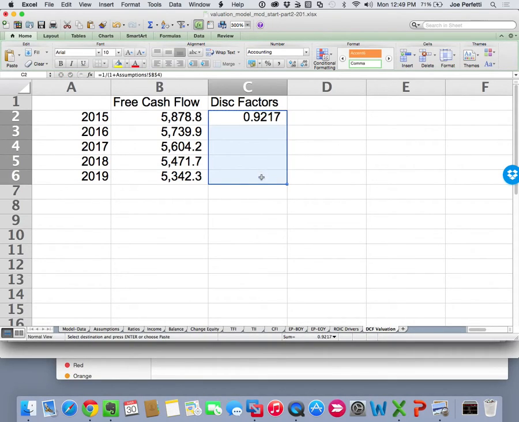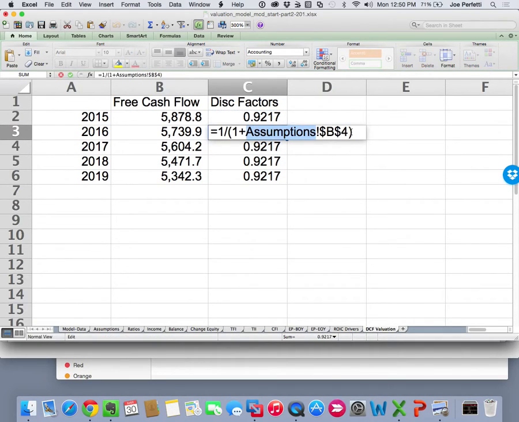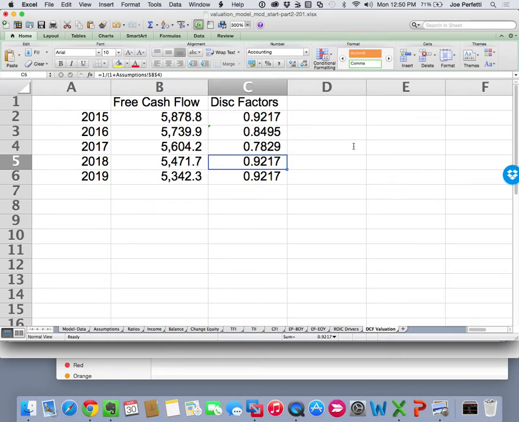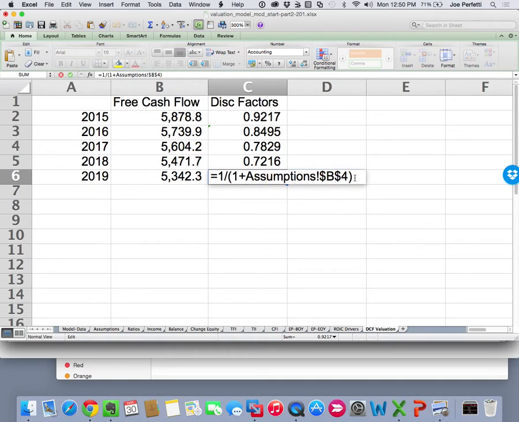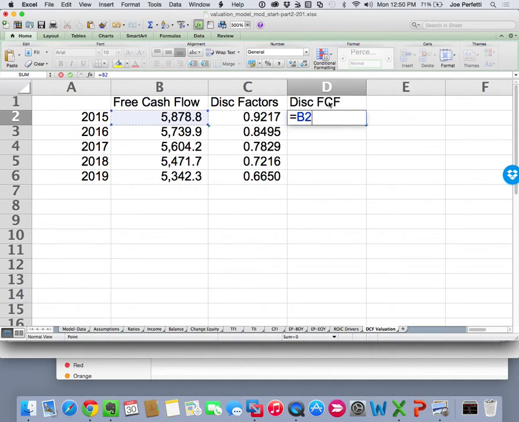I'm going to copy this down for all the years. Again, it's 1 plus R, so in the second year, it's 1 plus R squared, so that's shift 6, which is called the caret key in Excel, to the second power. 1 plus R cubed, caret 3. 1 plus R to the 4th power. And 1 plus R to the 5th power. Okay. So those give me the discount factors, which then gets me my discounted free cash flow, the present value, which is the free cash flow times the discount factor.